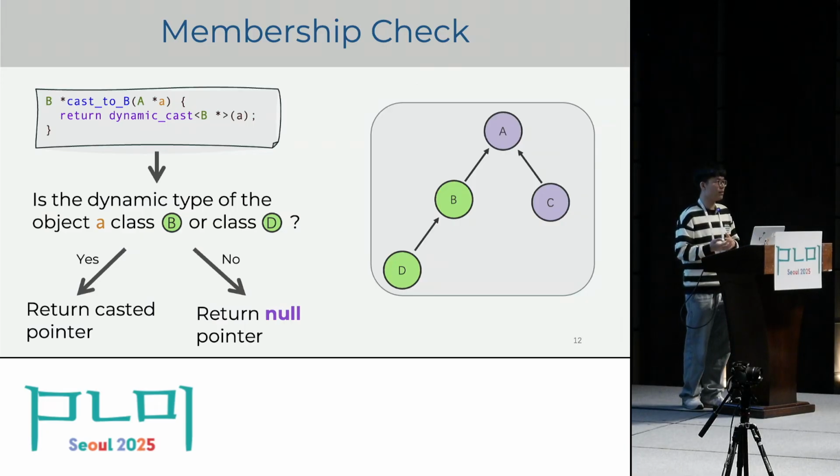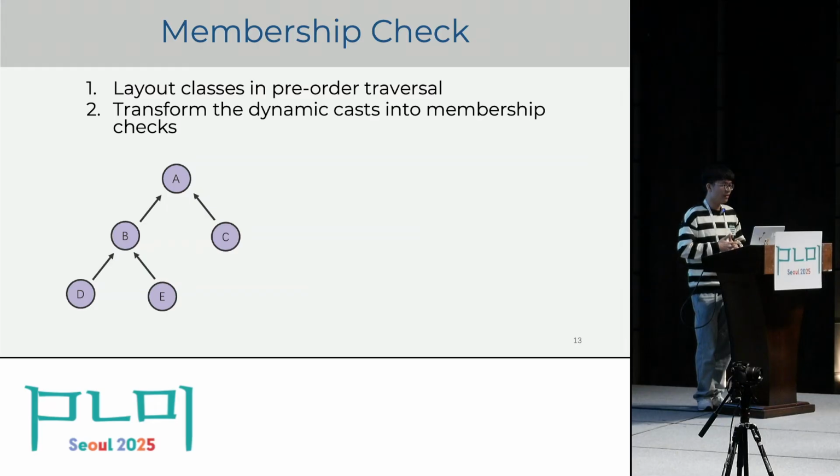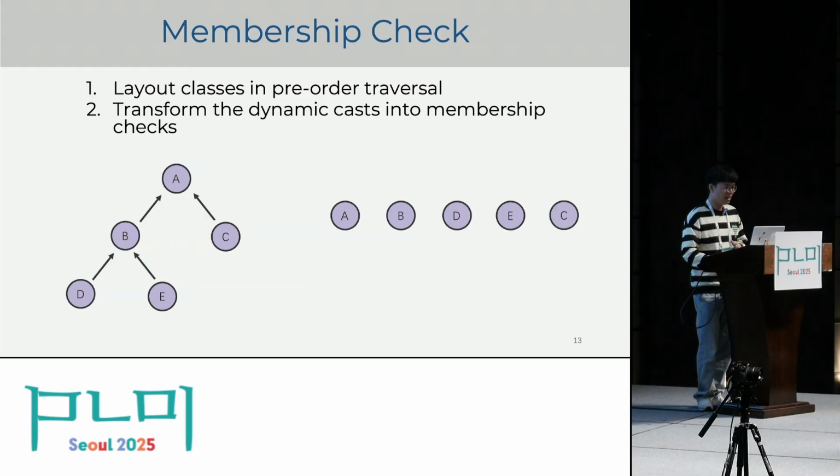Now let's implement it in the compiler. Instead of calling the dynamic cast in the standard library, we have the compiler generate simple instruction sequences to do the membership check. In our implementation, the compiler first arranges the classes in the class hierarchy using a pre-order traversal, and then generates instruction sequences to transform the dynamic cast into membership checks.